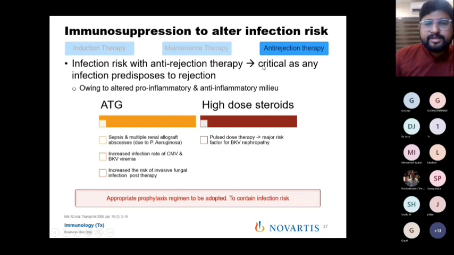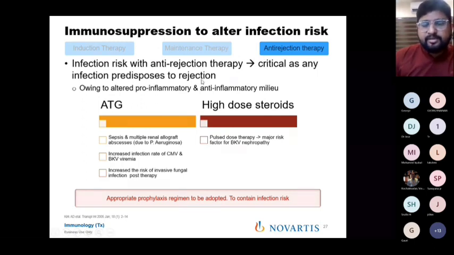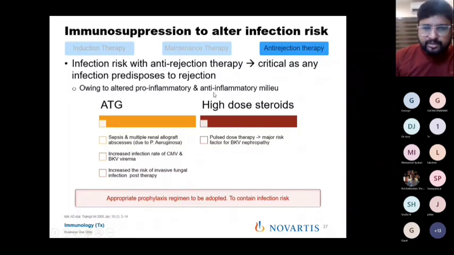The last part is anti-rejection therapy. When you use anti-rejection therapy, patients can be critically predisposed to infection. There is an altered pro-inflammatory and anti-inflammatory milieu, and the drugs most commonly used are ATG, high-dose steroids, and plasmapheresis. With ATG, the chances of graft infection and graft abscess are very high. The rate of CMV and BKV viremia increases, and there is increased incidence of invasive fungal infection post-rejection treatment. The same with steroids, there is increased incidence of BKV infection.